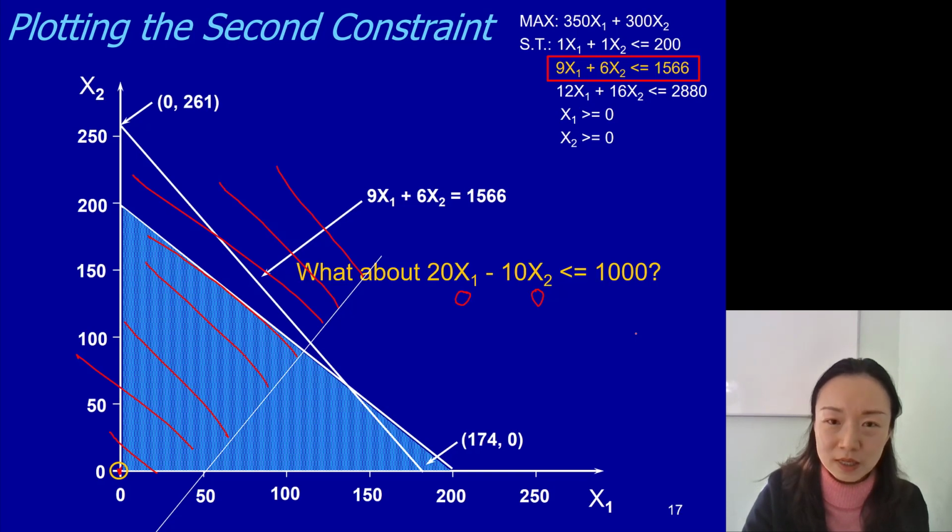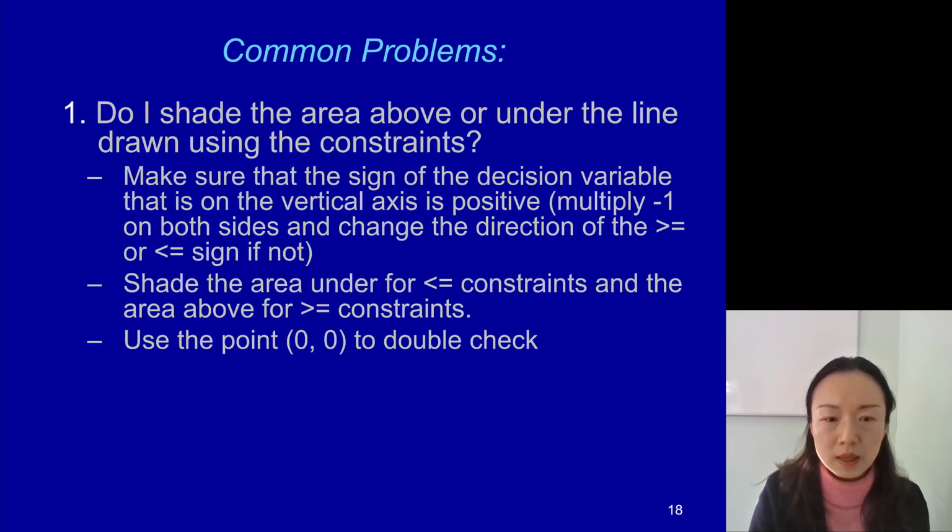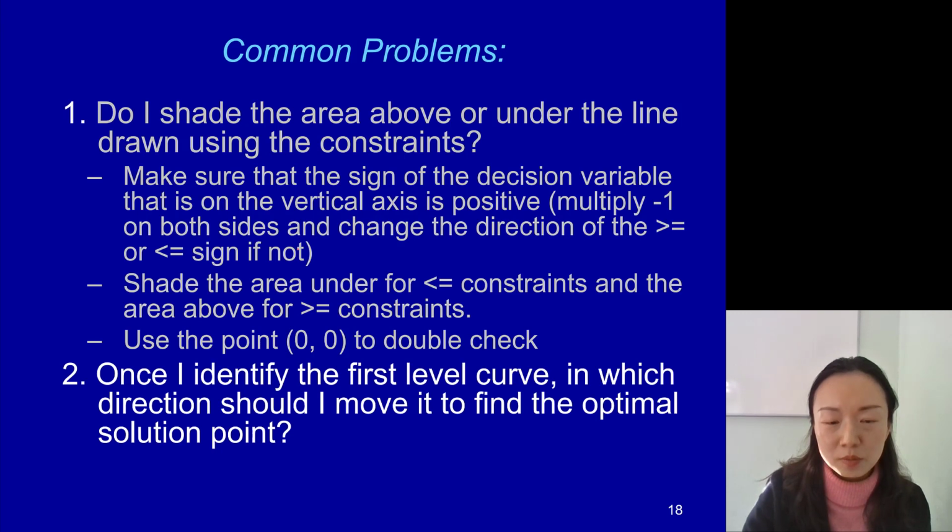So that's the first thing we want to talk about. The first common problem, not being sure of which area you shade, is that above the line or under the line. Another common problem that people meet is that once I identify the first level curve, in which direction should I move it to find the optimal solution point?